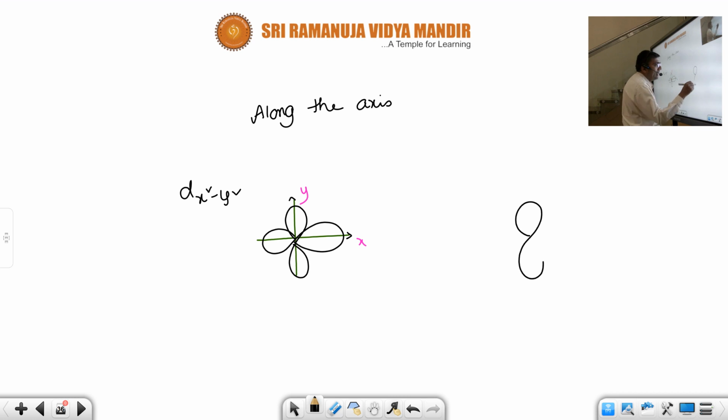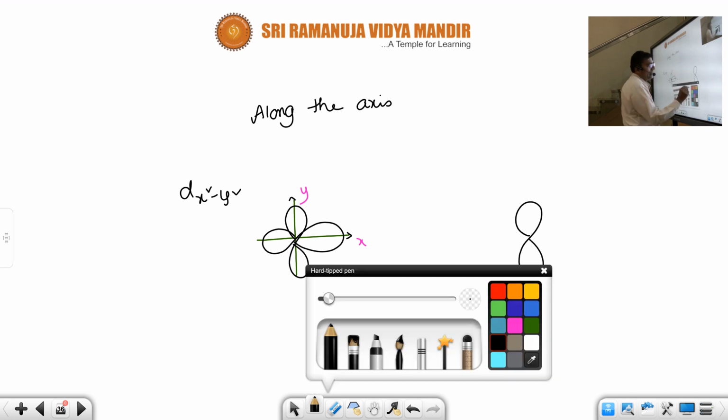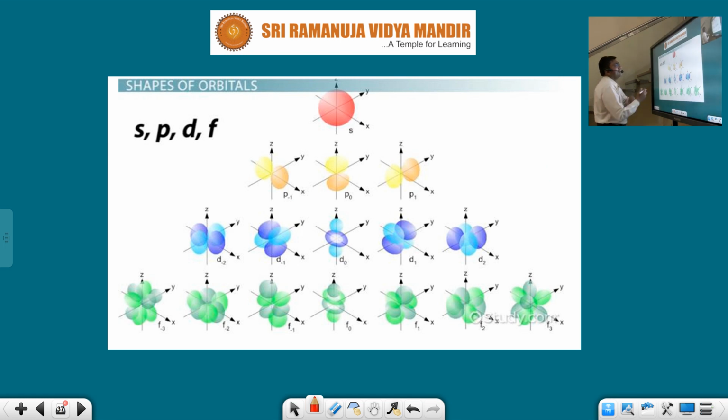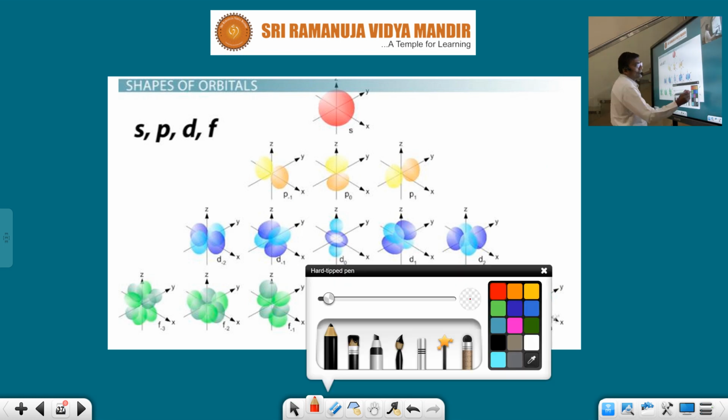Last one is called dz square orbital. What is it? Dz square orbital. So, this is the dz square orbital. So, whose lobe is along? This is dz square. This is the shape of, okay, 5 orbitals. So, among the 5 d orbitals, 3 orbitals have lobes in between the axis and 2 orbitals have lobes along the axis. So, how many types of d orbitals are there? 5 types of d orbitals are there. Now, come to the point. So this is all in one go.